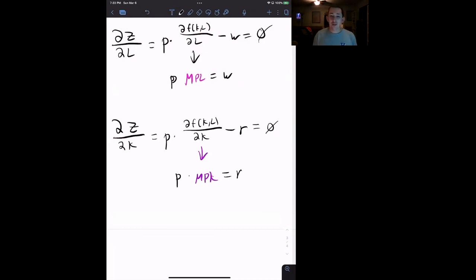So hopefully this was helpful and helps you get a better understanding for why the inputs are paid their marginal products in a competitive labor and capital market.